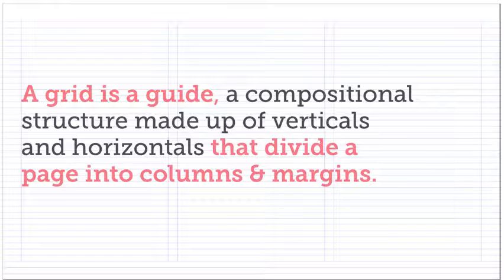So a grid is the underlying structure of a multi-page document. Think about books, magazines, newspapers, brochures, websites, apps. A grid is a guide. It's a compositional structure made of verticals and horizontals that divide a format into columns and margins. This visual system or template organizes the text into an easily navigated and cohesive layout.